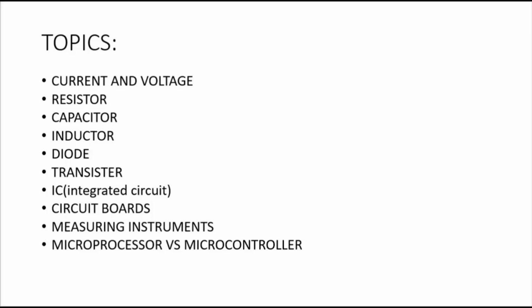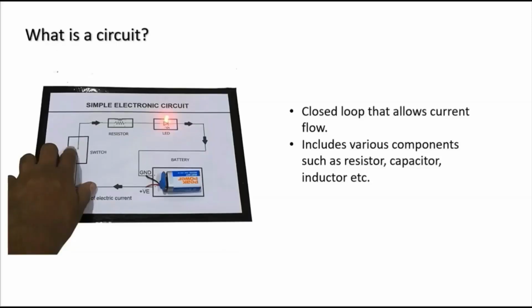Now let us discuss what is a circuit. A circuit is a closed loop that allows current flow. In every circuit, electron flow is opposite to current flow. Generally, an electron flows from lower potential to higher potential because it is a negatively charged particle, and the current flow is vice versa, from higher potential to lower potential.